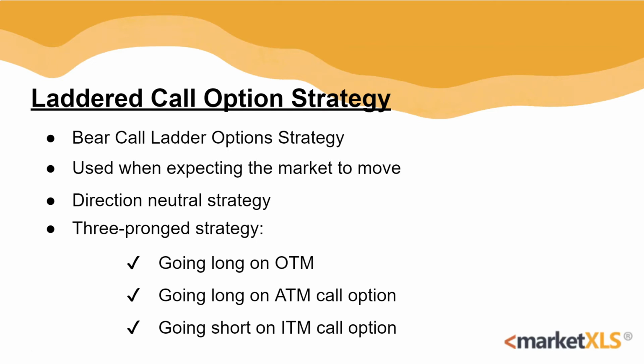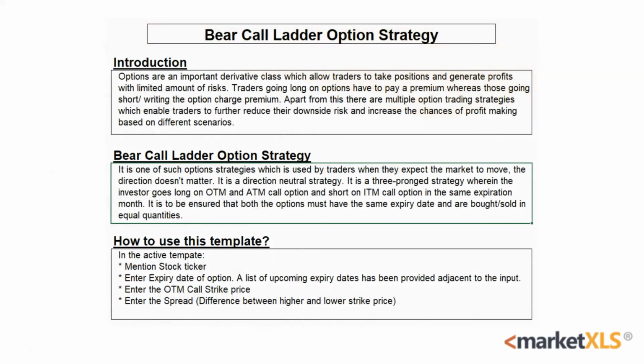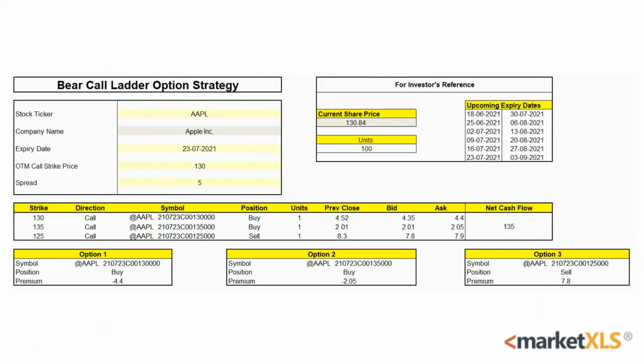MarketXLS offers a template for this strategy. Here's an introduction page and here's an active template. The yellow cells have to be inputted by the user, so the stock ticker, expiry date, out-of-the-money call strike price, and the spread. The spread in this case represents the difference between the higher and lower strike price of the two call options. A table of upcoming expiry dates and current share price is available for the investor's reference on the right.